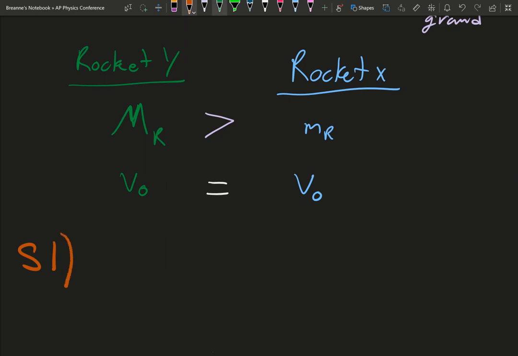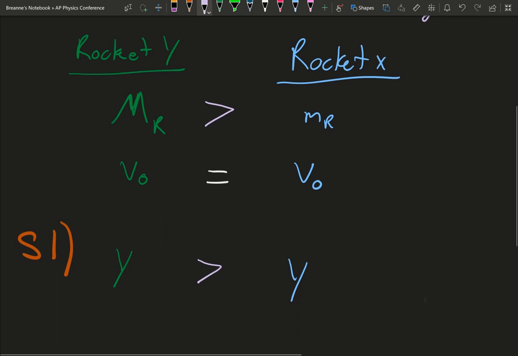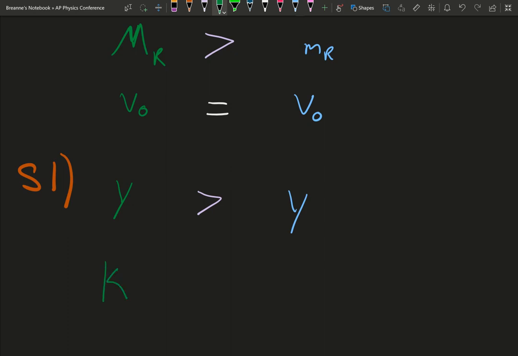It states that rocket Y will have a smaller maximum vertical displacement than rocket X. So it's saying rocket Y won't go as high as rocket X, although it is launched upward with the same speed as rocket X and has more kinetic energy than rocket X. So they've stated that it has more kinetic energy than rocket X. And I have that flipped. There we go.